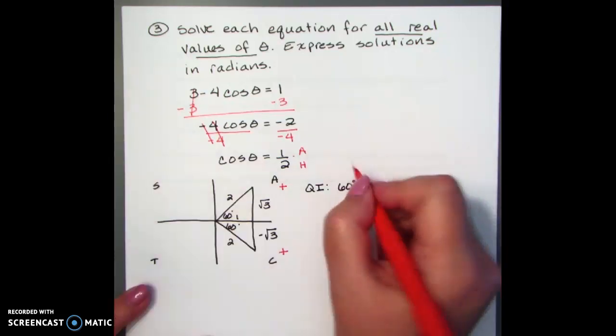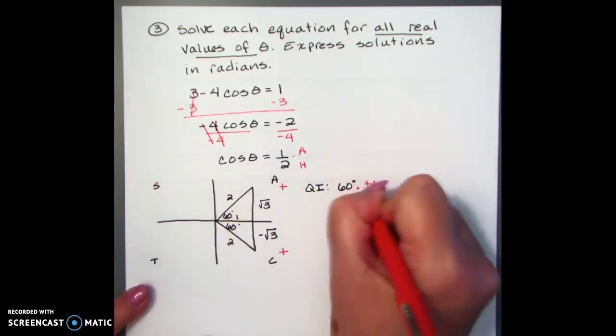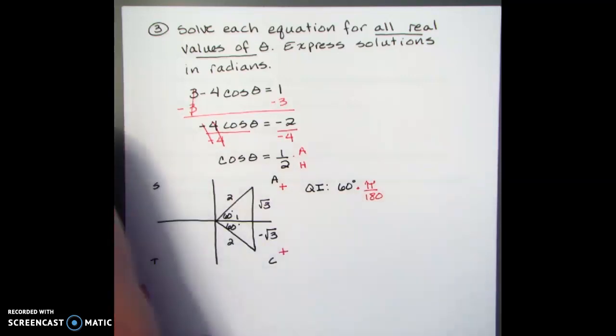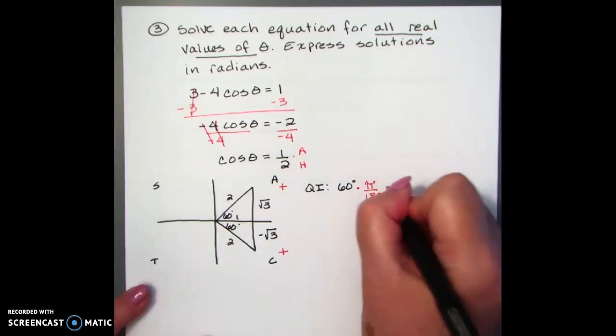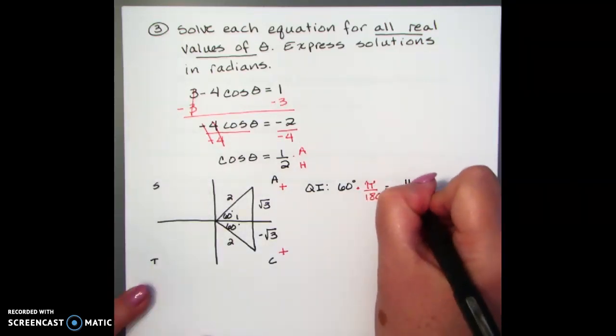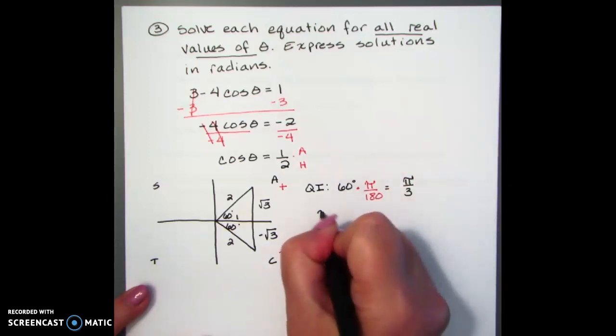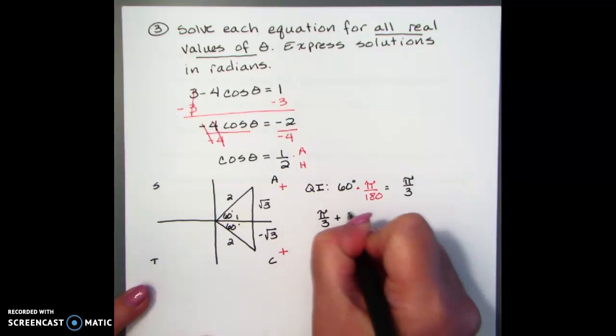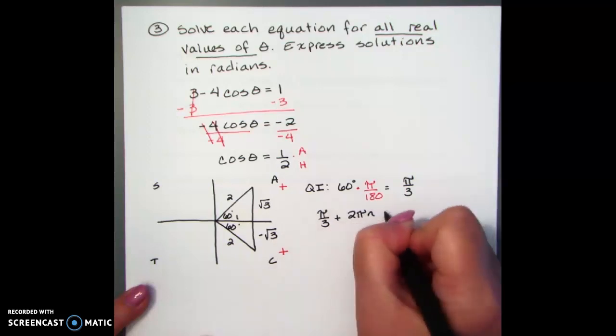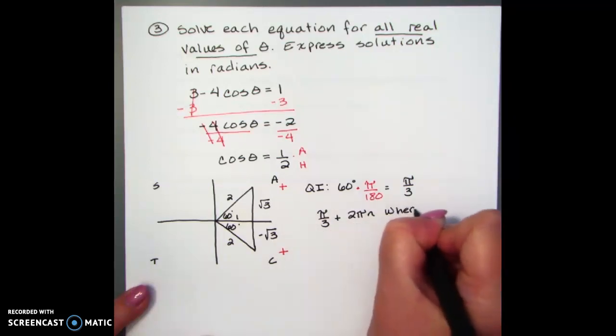So when we talk about our quadrant 1 answer, it is 60 degrees, but they did ask for us to do this in radians. So if I multiply that by pi over 180, I end up with pi over 3. And so we would say pi over 3 plus 2 pi n, where n is an integer.